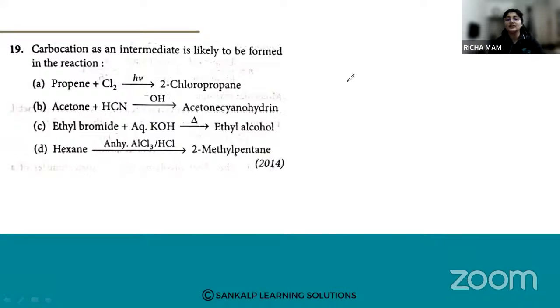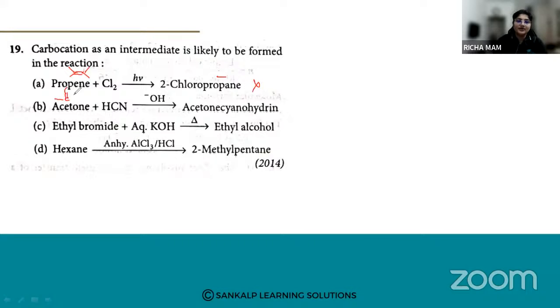In which of the reactions is the carbocation formed, students? Hema has answered D. Propene means you have an alkene, and on the alkene you are doing chlorination, right? You are doing a free radical mechanism to give chloropropane. So in this there is no formation of carbocation intermediate.